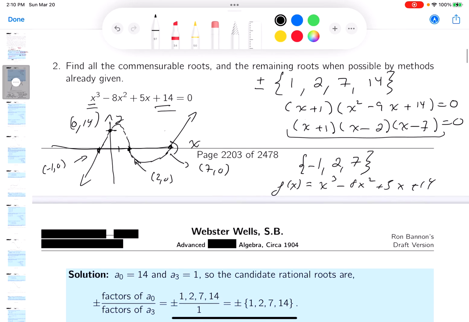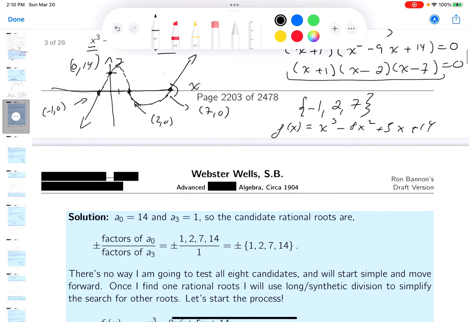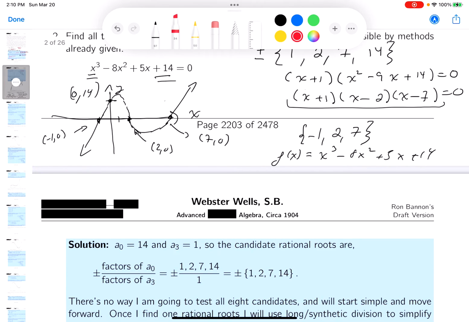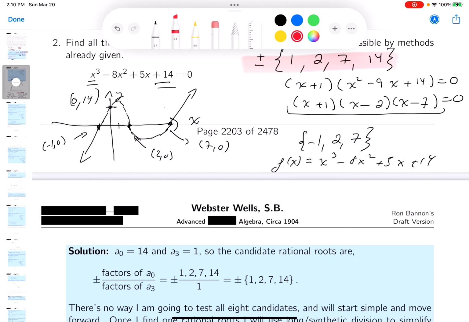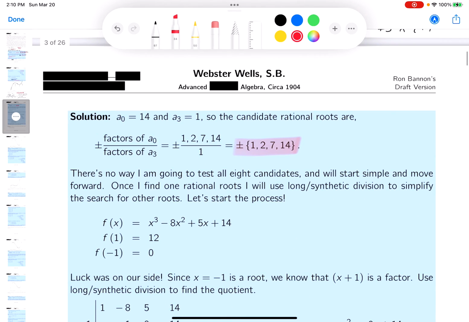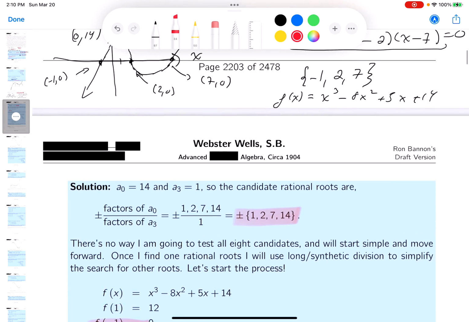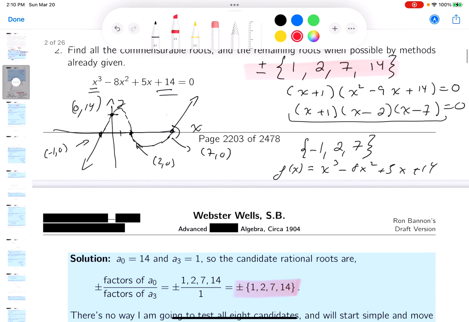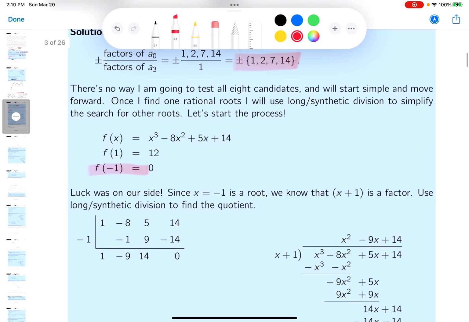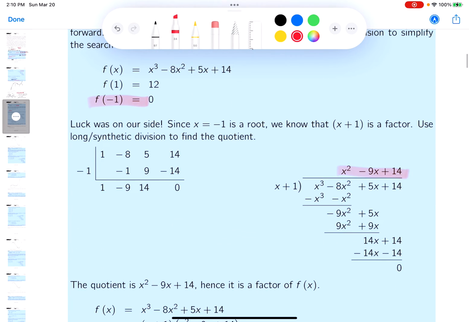So let's look at the checklist. Relatively simple problem, by the way. So let's see if I've done what I was supposed to do. Did I list the candidate rational roots? 1, 2, 7, and 14, plus or minus that. Did I verify that f of minus 1 was 0? I did. All right, I did. What else did I do? Did I continue to factor it? I did.